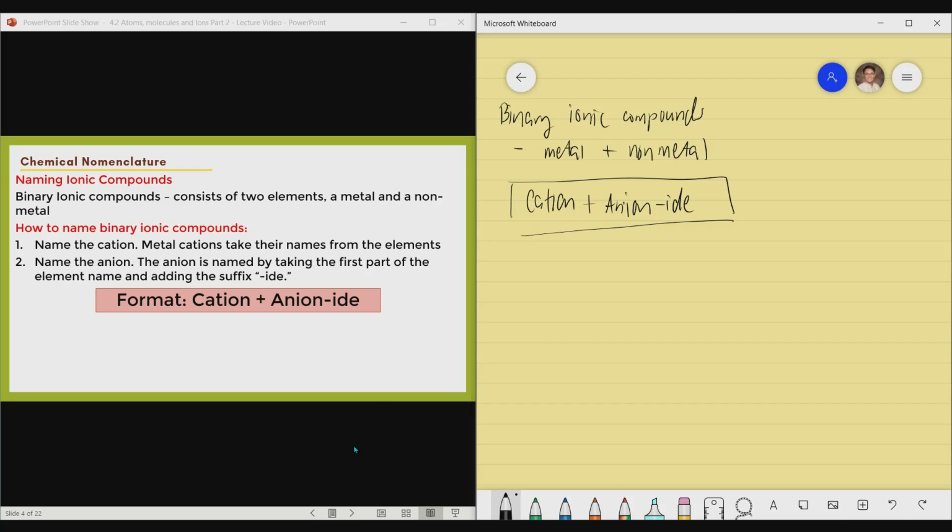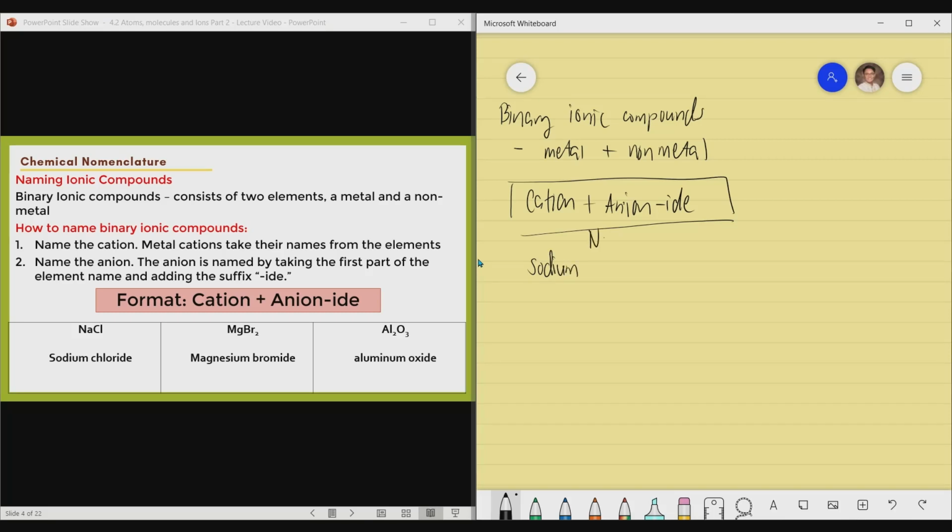This is entirely easy. Examples. We have here NaCl. Na is sodium. So my first name for that particular ionic compound is sodium. Na is sodium, that is your metal. And the non-metal chlorine, I will take the first part of the name and then add IDE, chloride. Therefore, this will be my answer for NaCl.